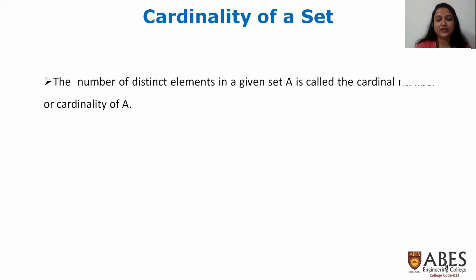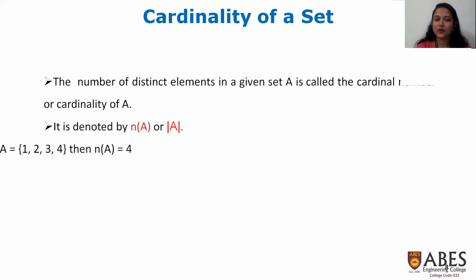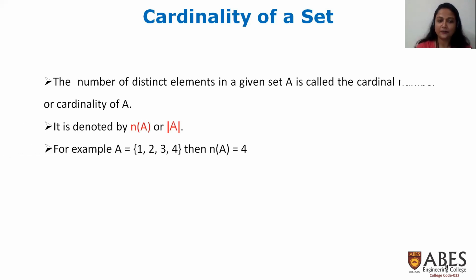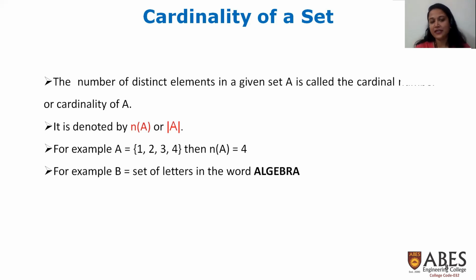Cardinality of a set. The number of distinct elements present in any set defines its cardinal number or cardinality. You can denote it with n(A) or with parallel bars around the set name. For example, if we have 1, 2, 3, 4 as elements in set A, the cardinality will be 4. If I have B as the set of letters present in the word algebra, a is repeated twice, therefore I'm going to count it once.